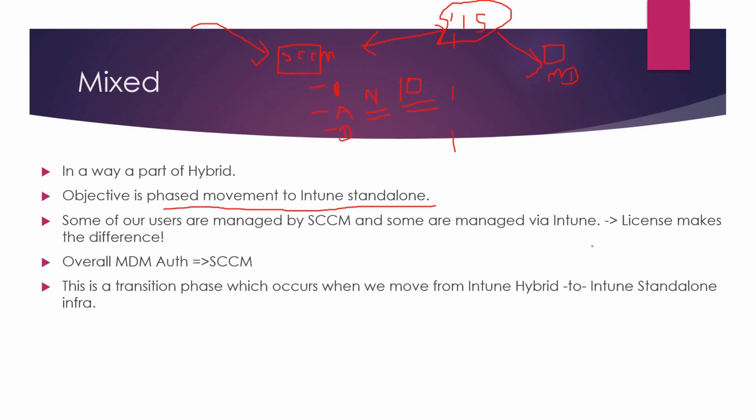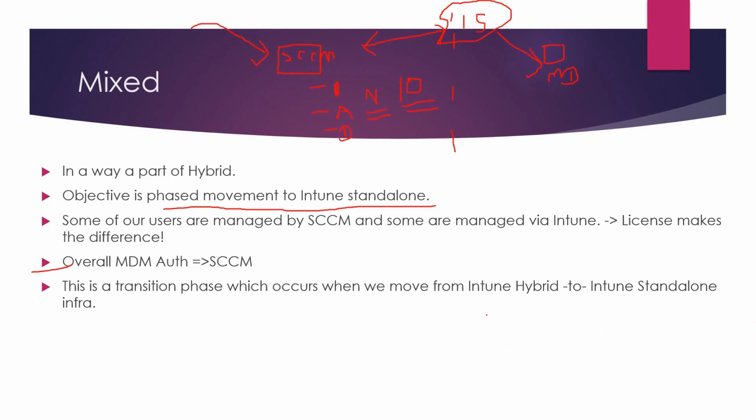If the user did not have the Intune license, if the user only had SCCM enrollment, then he was in the hybrid setup. However, if we provided him only the Intune license, in that case, his MDM authority became Intune. However, the overall MDM authority of the tenant was still SCCM. So as I said, it was a transitional phase.